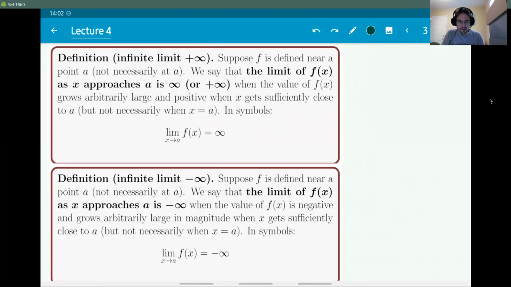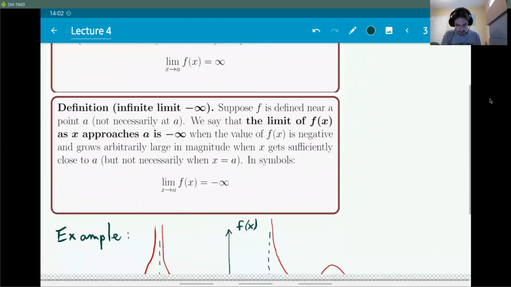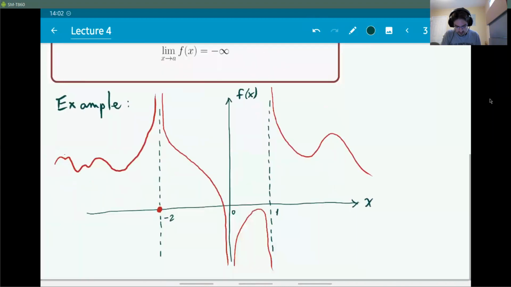The next definition is basically the same, just changing infinity to negative infinity. So what we have to change is to say negative. So starting here, we say that the limit of f of x as x approaches A is negative infinity, when the value of f of x is negative and arbitrarily large in magnitude, when x gets close enough to A. And I have a few examples in here.